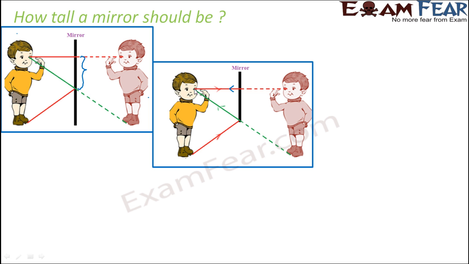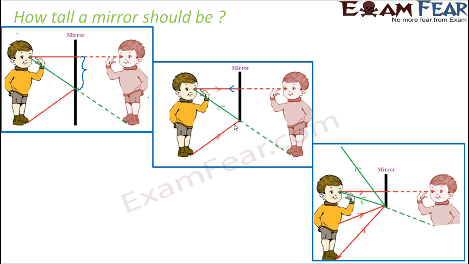And these two reflected rays, if you extend back, what do you see? So you can actually see it from your eyes to the entire height of this person. So basically this much portion of the mirror helps you to see it. Now what would happen if the mirror is smaller than this? So basically we can say that the mirror has to be half the length of your height.